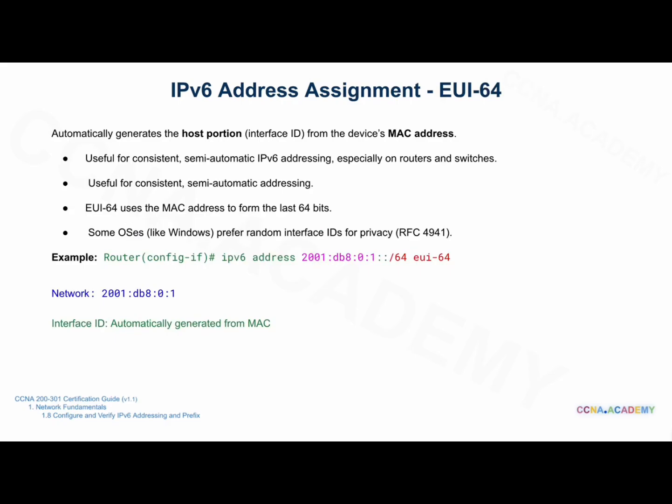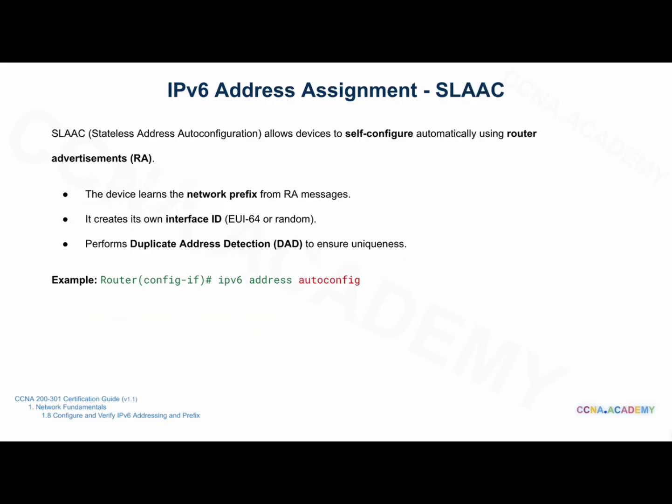EUI-64 automatically generates the host portion from the device's MAC address. The key command is simply adding a prefix and the keyword EUI-64. This gives a consistent, semi-automatic address based on the interface hardware. Some operating systems instead use random interface IDs for privacy. SLAAC lets devices configure themselves automatically. They listen for router advertisements, learn the network prefix, and create their own interface ID, usually using EUI-64 or a random value. They then run duplicate address detection to make sure no one else is using that address. The command is ipv6 address autoconfig.